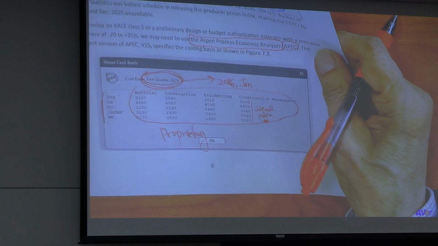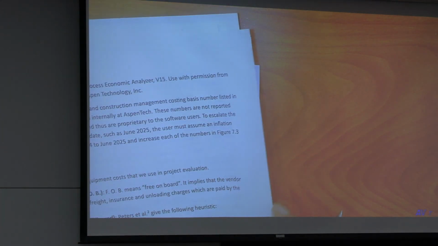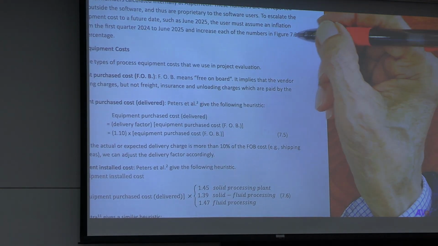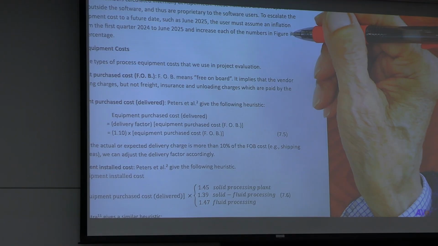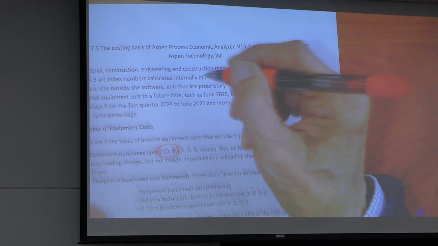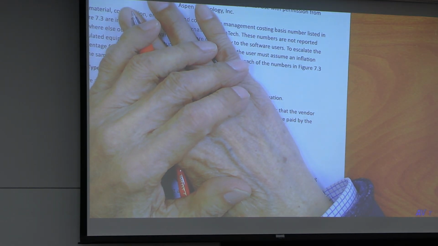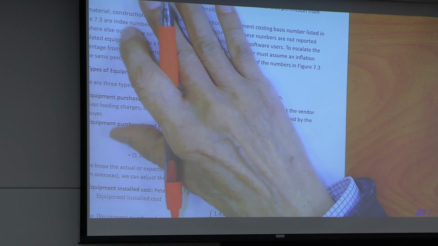All right. The next topic is important. Page 9. What type of equipment costs we are dealing with? The three types. FOB. What does FOB mean? Don't look at the notes. What's the question? What does FOB mean?